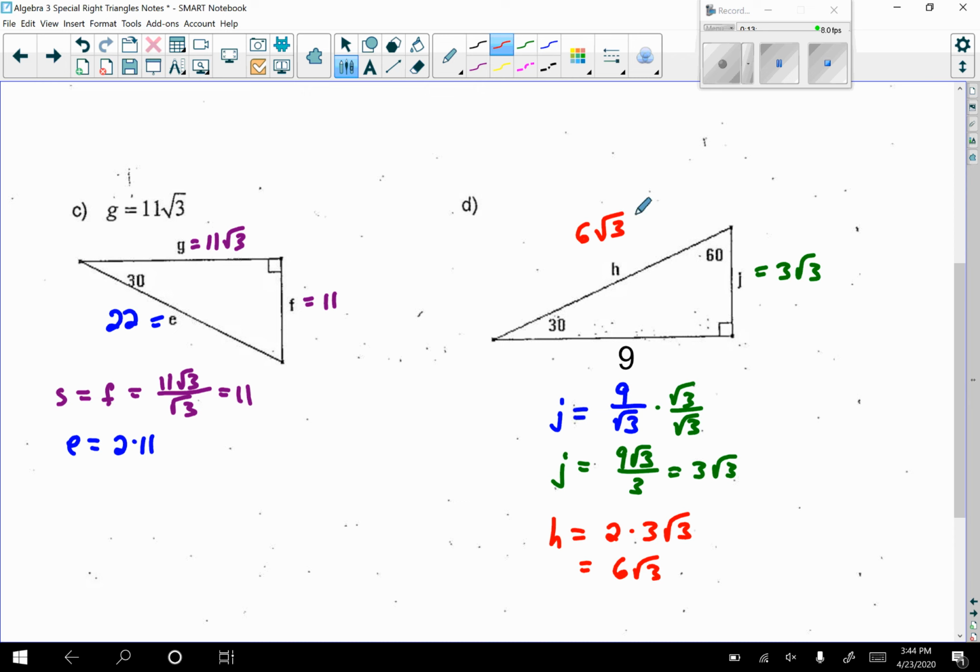Now keep in mind, you can always check this. Once you have all 3 values, just go through the Pythagorean theorem. I'll show that check real quick off to the side. So we could say 9 squared plus 3 radical 3 squared should equal 6 radical 3 squared. So we're going to get 81. 3 radical 3 squared becomes 9 times 3, so we get 27. 6 radical 3 squared becomes 36 times 3, which is really 108. And then that's what we get here. 108 is equal to 108. So we're good with this problem.